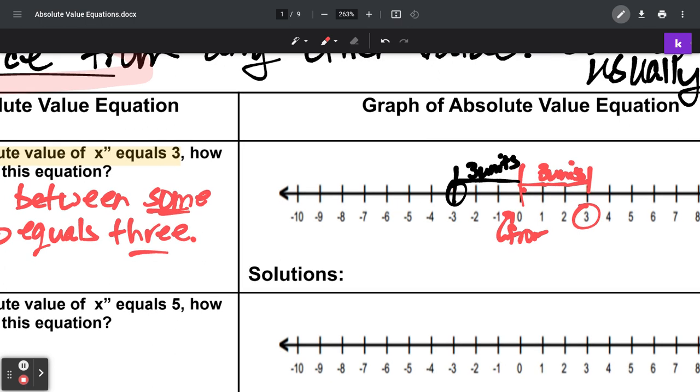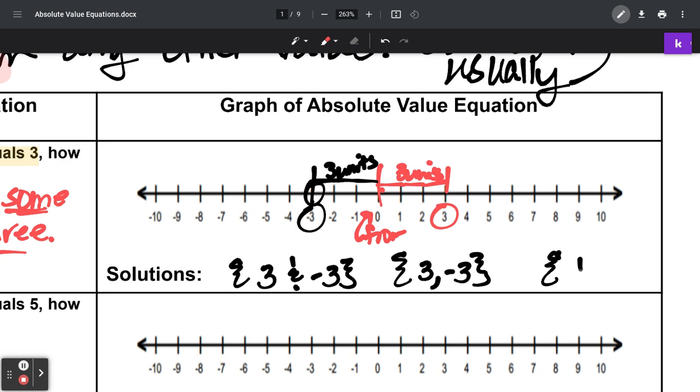So there are two numbers that are 3 units from 0. That would be the number 3 and -3. And you don't have to put the negative sign at the end. You can just do 3 comma -3, like that.